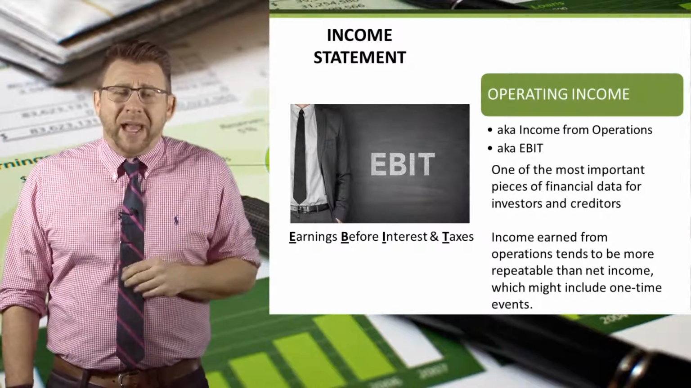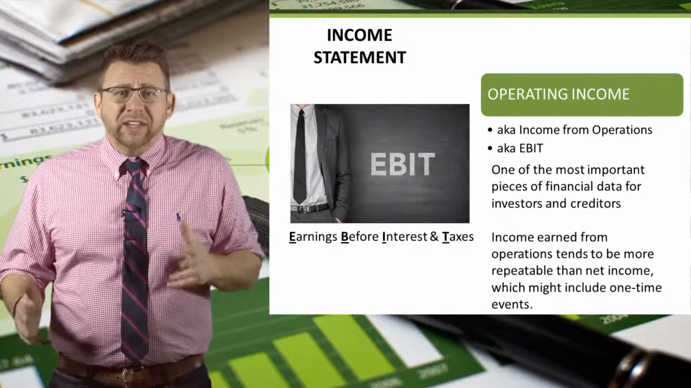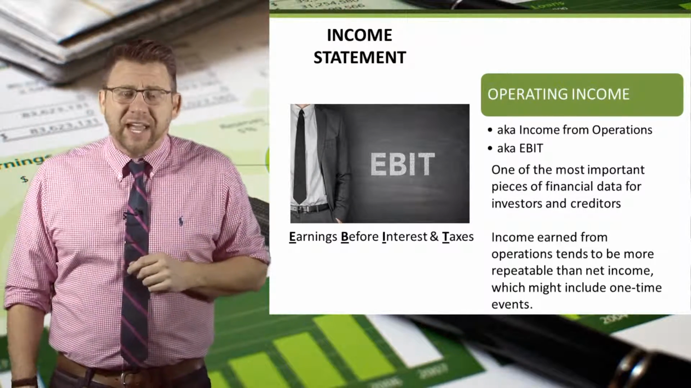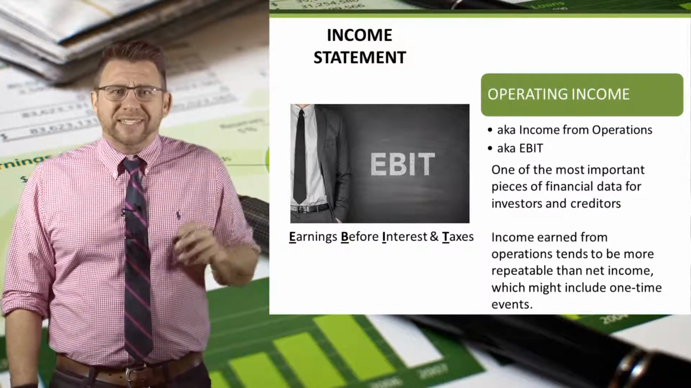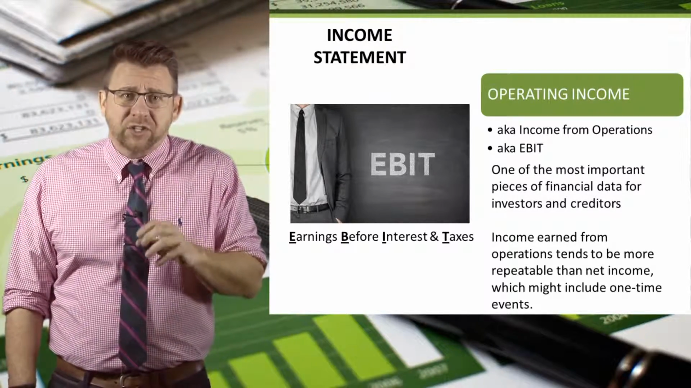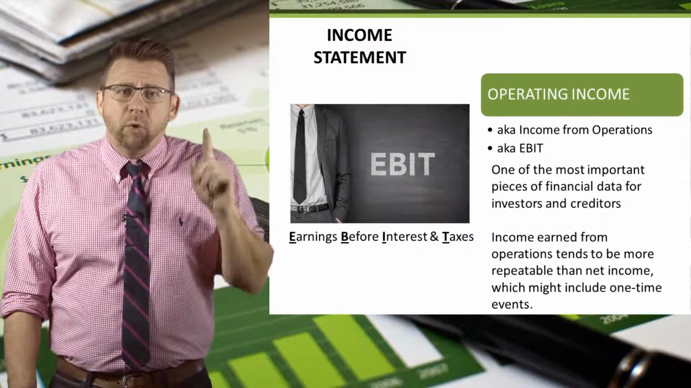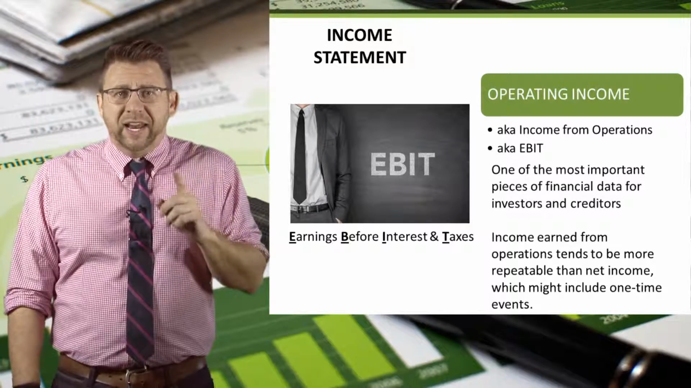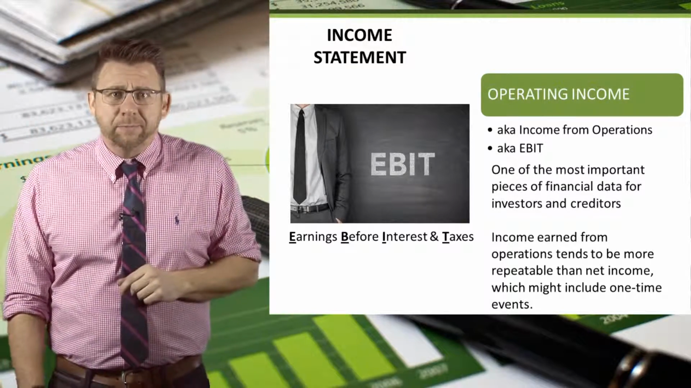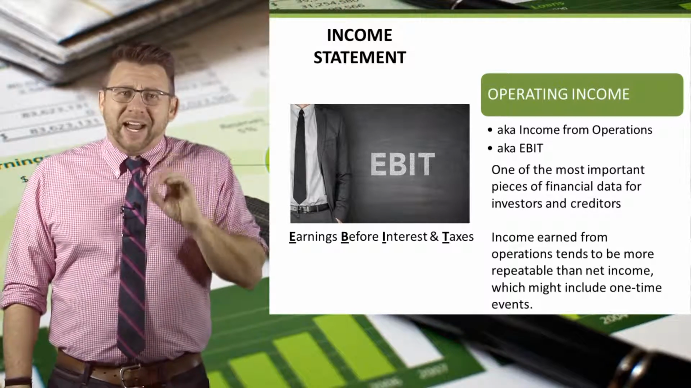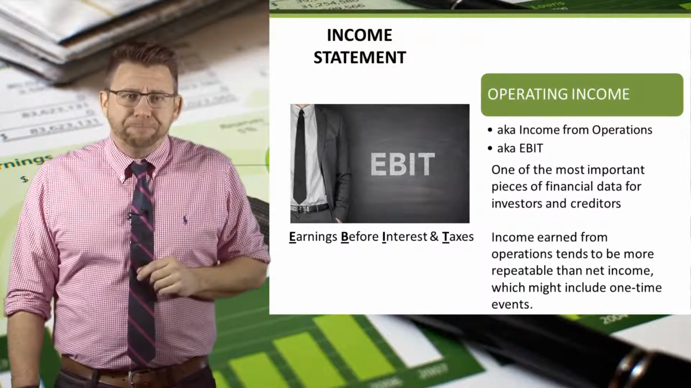In fact, when we look back at the multi-step income statement, you'll see that about the only things that remain are interest and taxes. Operating income is one of the most important pieces of financial data for investors and creditors because it tends to be more repeatable than net income, which may include some one-time events. Therefore, it has a higher predictive value, and that is important to investors.